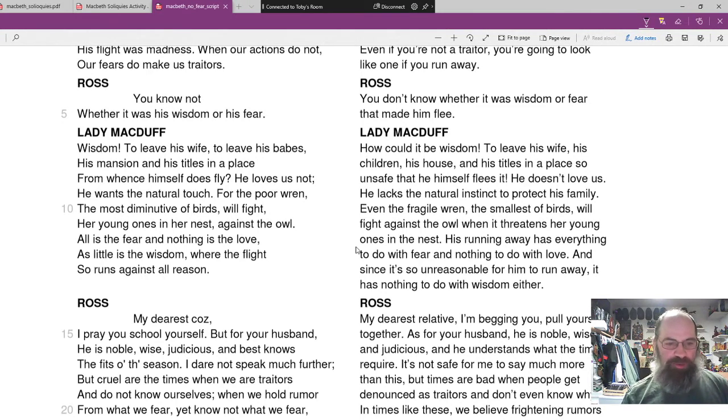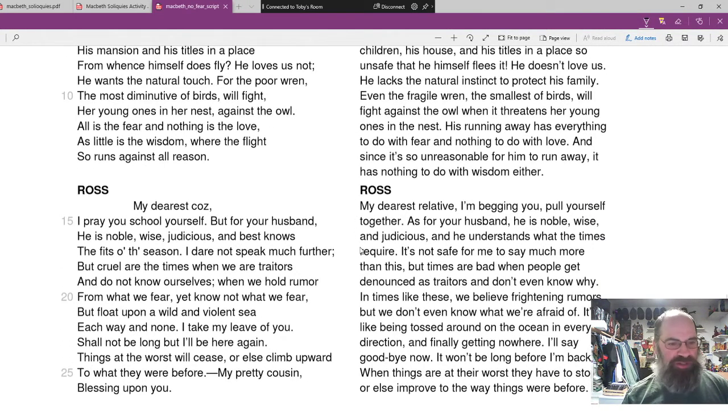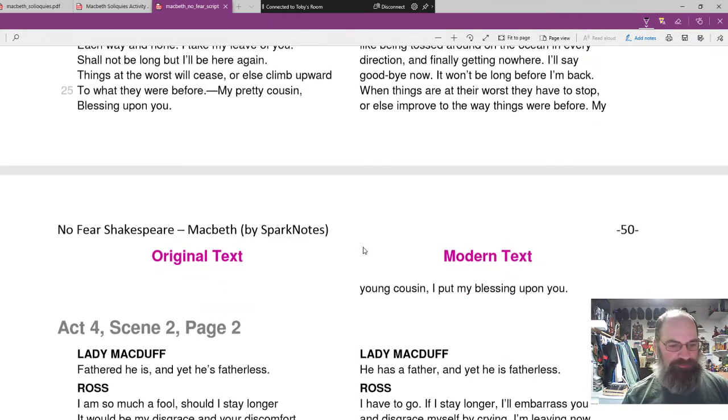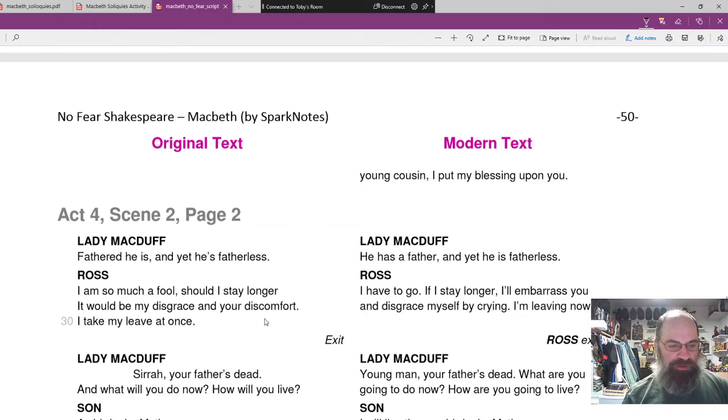All right, so anyway, remember Macbeth says no more screwing around, and then she's talking about her son. "And fathered he is, and yet he's fatherless. I am so much a fool. Should I stay longer, it would be my disgrace and your discomfort. I take my leave at once." Look, I gotta go. If I stay longer, I'll embarrass you and disgrace myself by crying. I'm leaving now. Look, it's so sad that Macduff had to split.